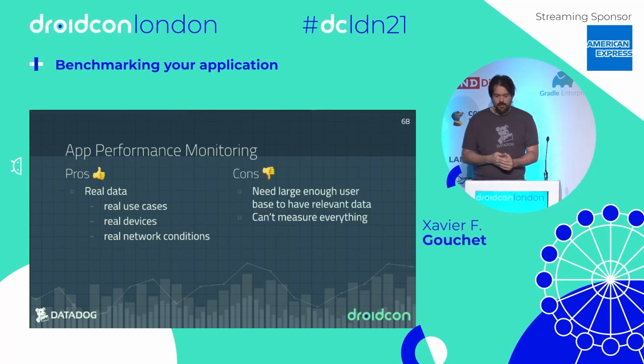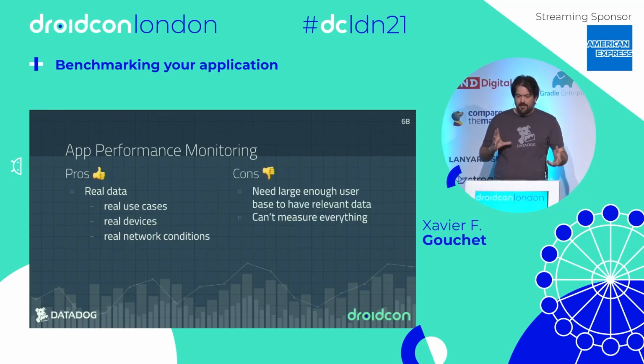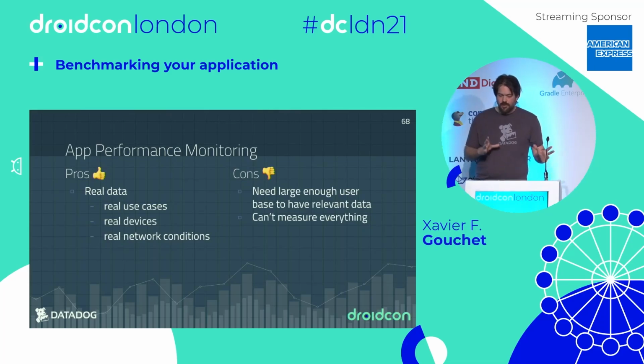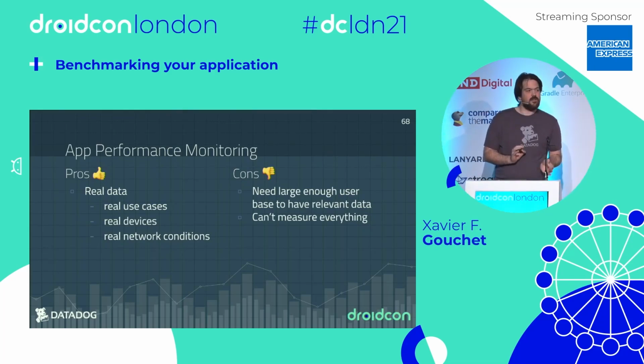The cons of real user monitoring is that to get some good trends, you need to have a large enough user base to have relevant data. And of course, you can't measure anything. This is something that we are very mindful of because basically this is running on real users' devices. So you don't want to degrade their performance while measuring them, of course. So this is a trade-off that you need to have. So we're trying to measure just a few things that are going to be helpful to get a good view of what's happening without impacting the application that's running.